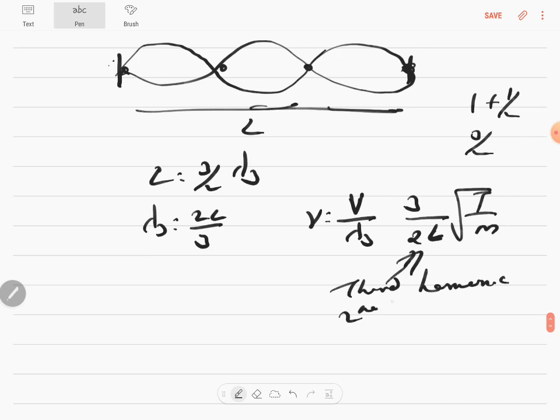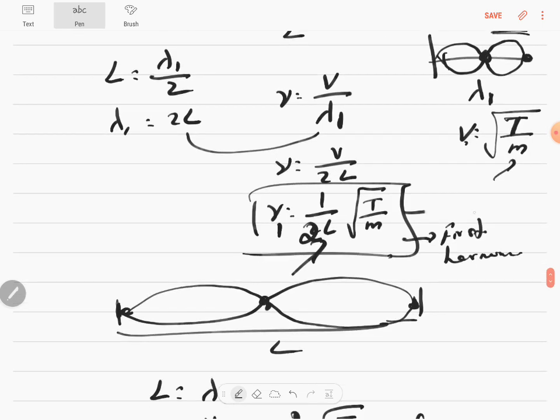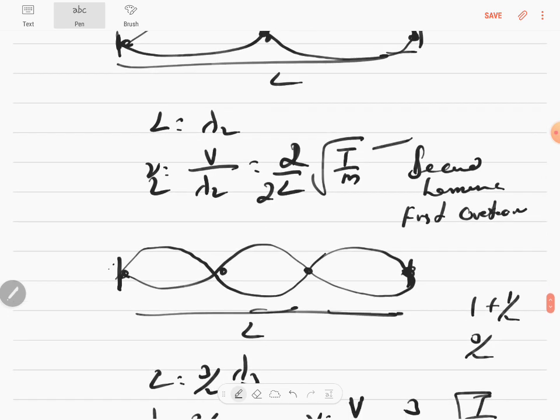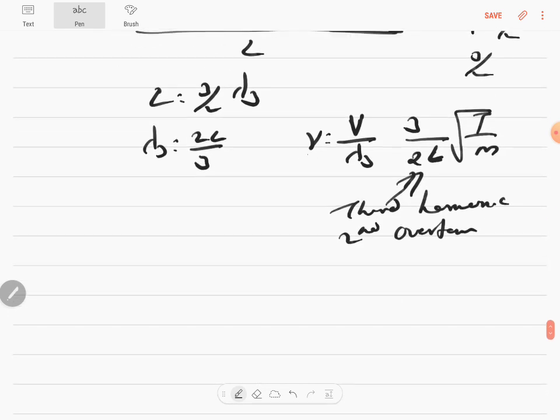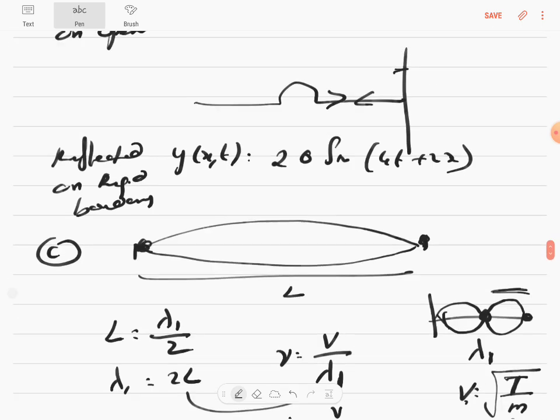or the second overtone. And thus you got, can you see, this is equation 1, nu 1, this is nu 2, and this is nu 3, and nu 1 is to nu 2 is to nu 3 is in the ratio 1 is to 2 is to 3. That's all proved. So this completes the question, section number C.